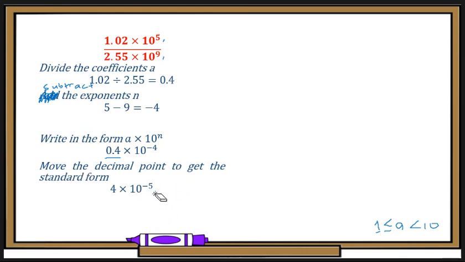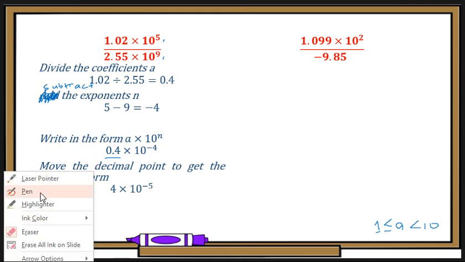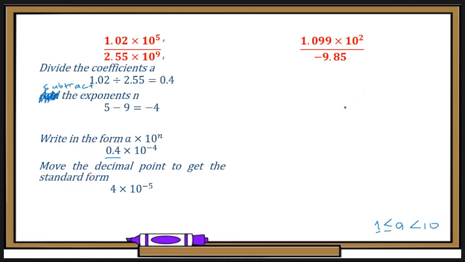Okay? So, I hope that was clear. For your quiz, please solve this problem. 1.099 times 10 raised to the power of 2 over 9.85. So, this will correspond as your quiz for today. And again, this is worth 5 points lang.